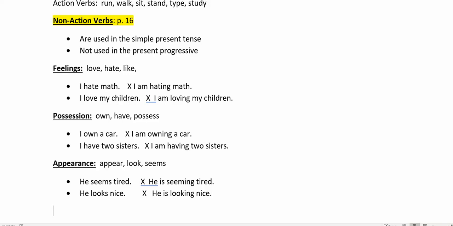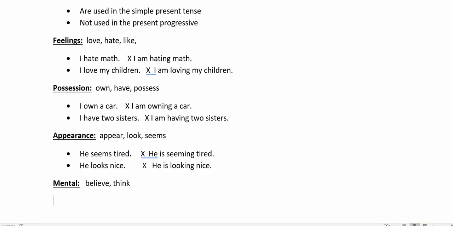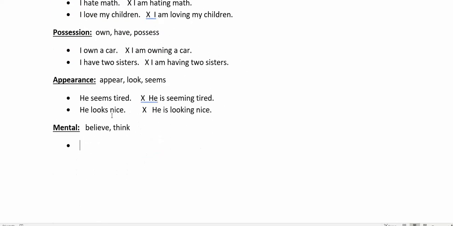All right. The next group is mental. So that has to do with your brain, right? Your head. So examples of mental verbs are believe, think, all right? And again, go to page 16 and study perhaps a longer list.